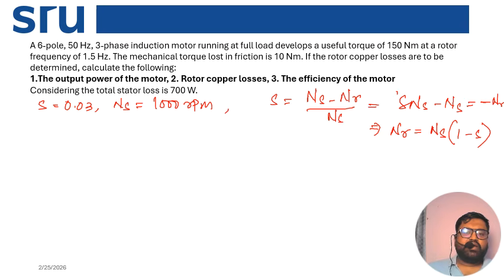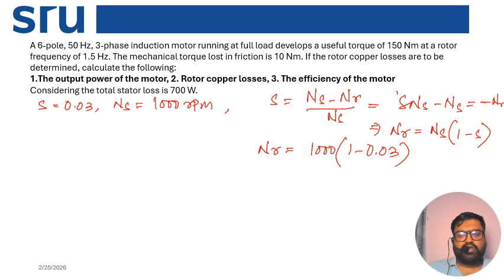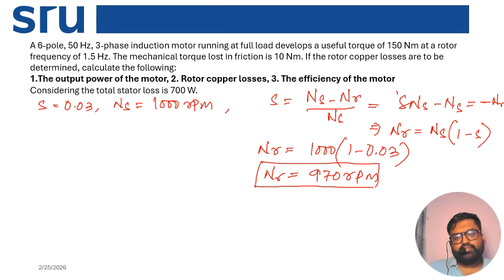Now how to calculate the Nr value? Ns value is 1000. You can write Nr equal to 1000 times (1 minus 0.03). The value will come around 970 RPM. So Nr is equal to 970 RPM.